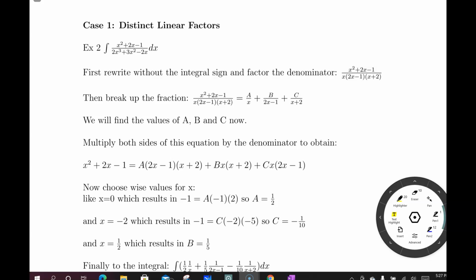Okay, so here we go. So let's do the process. It's all written down here, so you just get to watch and listen and not take notes. So here is my polynomial over my polynomial.